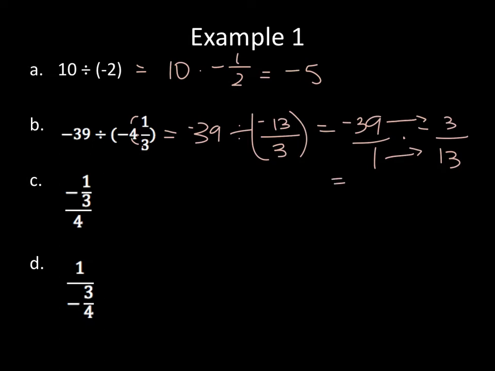Negative 39 times 3. I'll do it on the side here, 39 times 3: we have 27. 3 times 3 is 9, plus 2 is 11. 117. And I have a negative times a negative, so it becomes positive, over 1 times 13, which is 13.